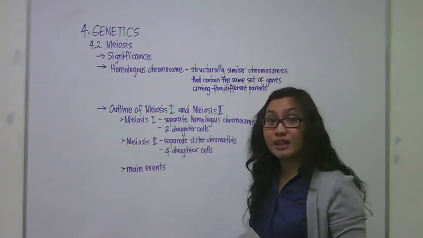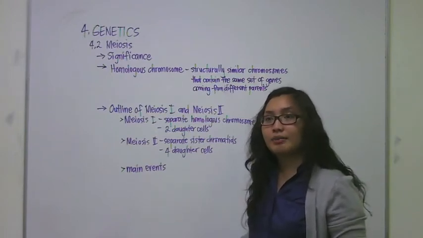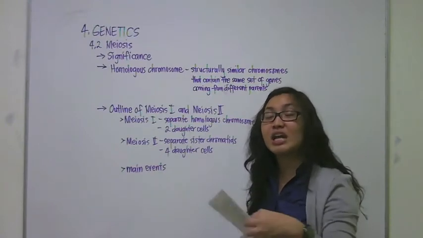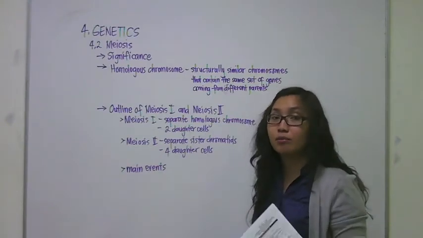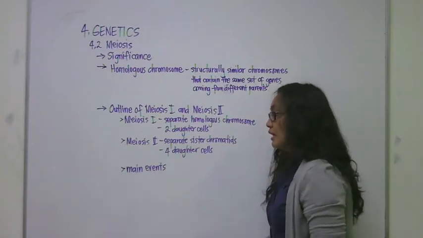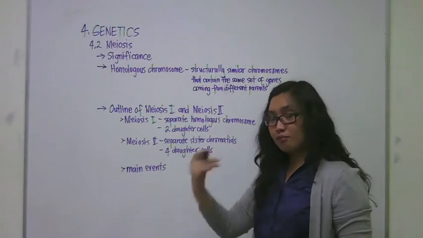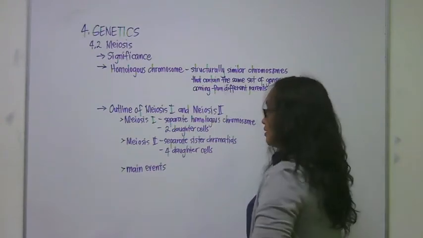because in prophase 1 we have the crossing over. Crossing over is an event of an exchange of genetic information between two homologous chromosomes. So this phenomenon gives us more genetic variation in the chromosomes.